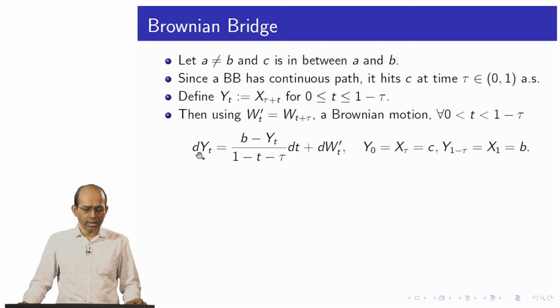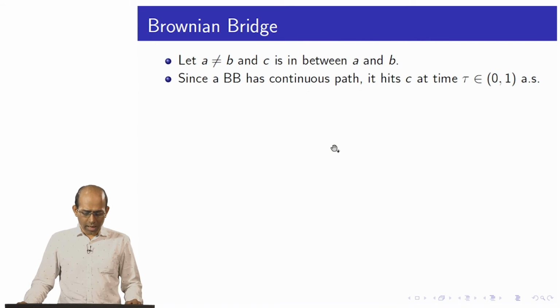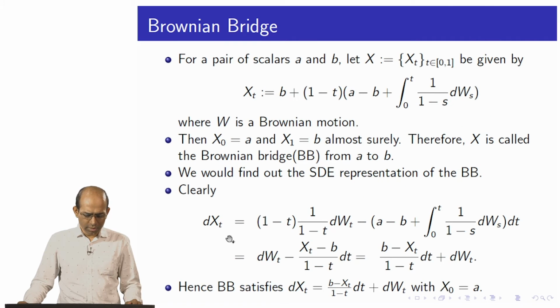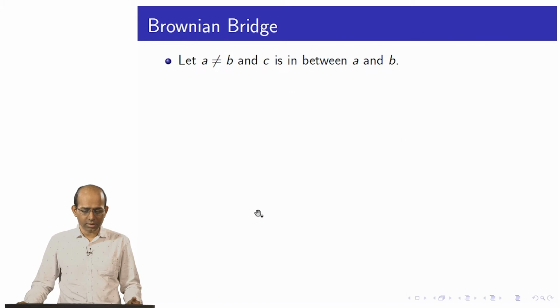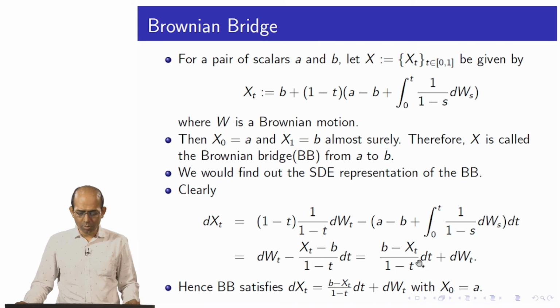Okay. And then here what we do, we take dyt is equal to b minus yt divided by 1 minus t. So, this yt as I have defined here would satisfy this SDE. So, this we can obtain directly from the SDE what we have obtained here. So, dxt is equal to b minus xt by 1 minus t dt plus dwt here. So, t plus tau is replaced by this thing yt, correct. So, if I replace t by t plus tau in all the cases.